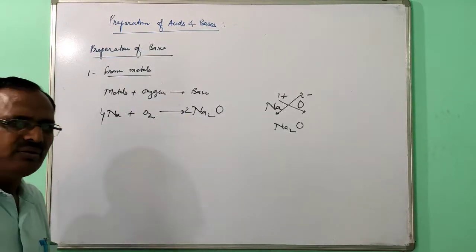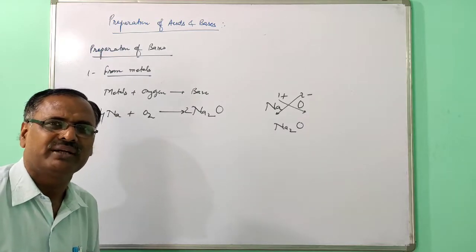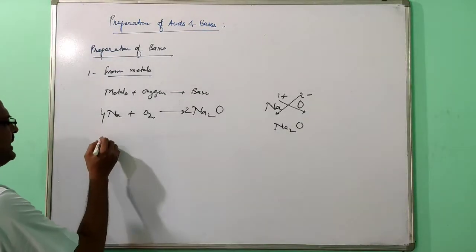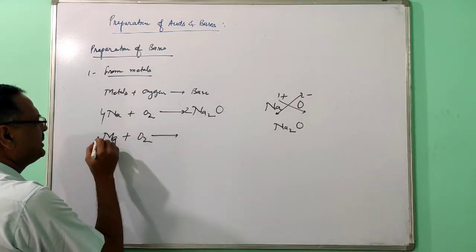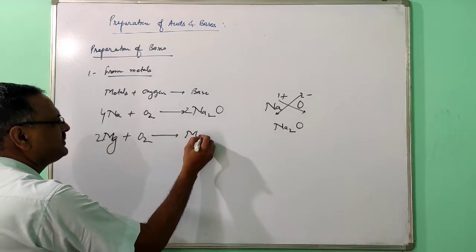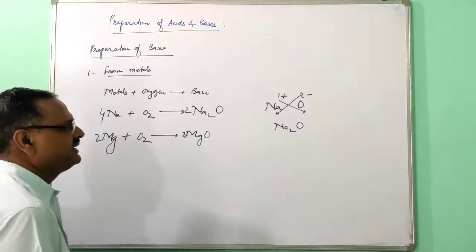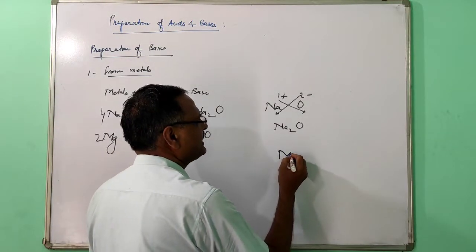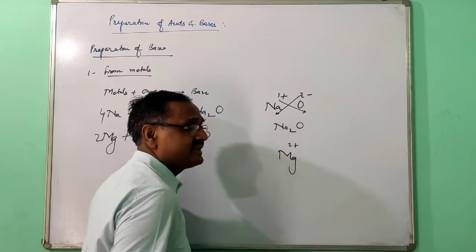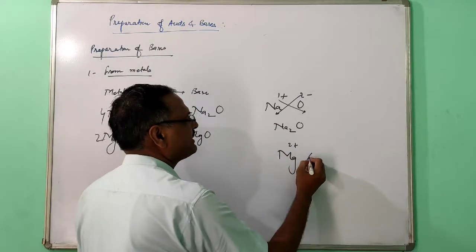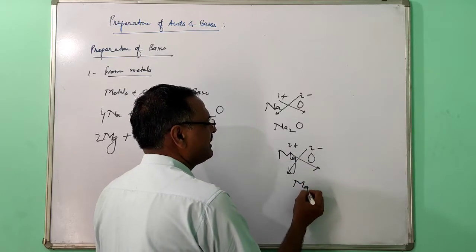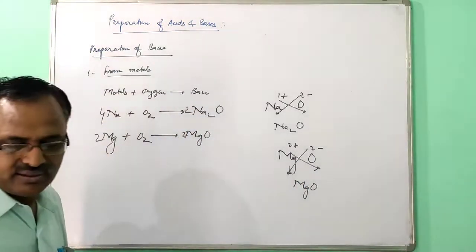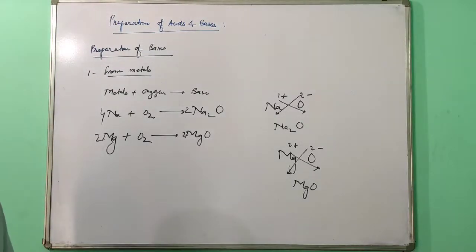If you expose sodium in the atmosphere, it will react. And if you take magnesium, heating is required, then only it will react. This will form magnesium oxide. How can you write magnesium oxide? Magnesium valency is 2 plus and oxygen 2 minus. Remove the common factor and cross the valency, then magnesium oxide. In this way you are getting magnesium oxide.